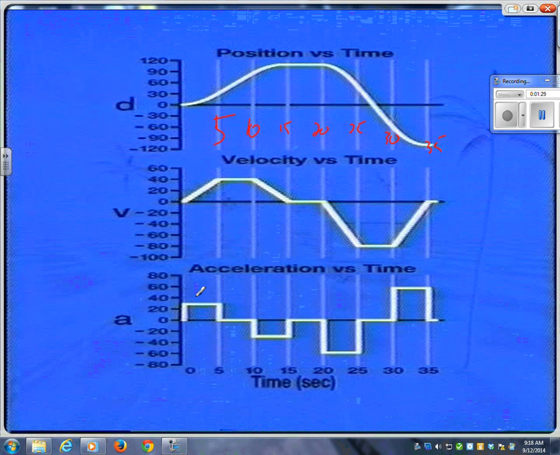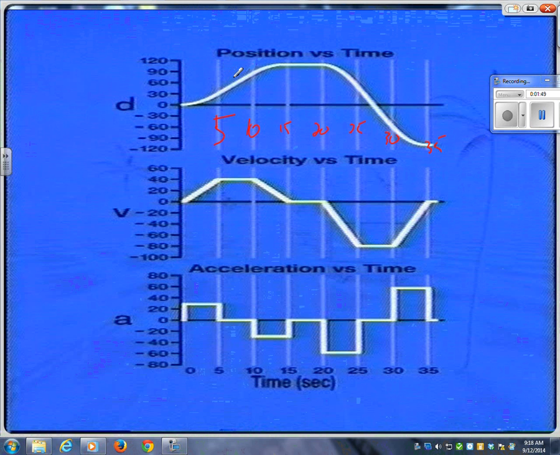So you can't just tell from the acceleration time graph whether it's speeding up or slowing down. You need it in conjunction or in addition to the velocity time graph, right? The signs have to be the same. Positive, positive, speeding up. So if you haven't written in between 0 and 5 seconds speeding up, you should do so. What's happening from 5 to 10?